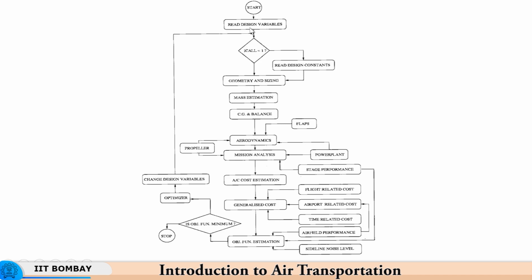Then you carry out the geometry and the sizing. Then you look at the mass estimation, look at the CG and balance calculation, and then you do the aerodynamics, for which you get the propeller characteristics from here, you get the flap data from here, and with the flap information and the prop information, since you already have the aircraft information, you can do the aerodynamic analysis and predict CL, CM, etc. Then you go to mission analysis. There you need power plant data also and the propeller data also, and there are some stage performance numbers which are required. Those numbers come from the code.